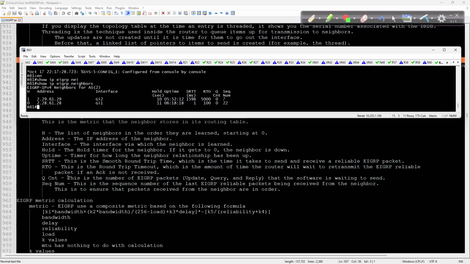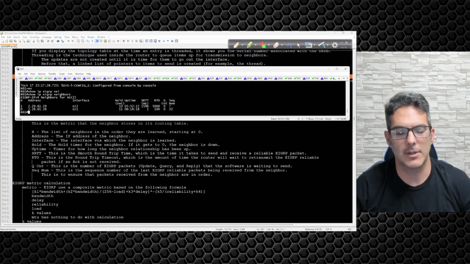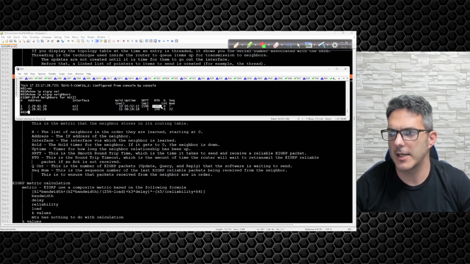The queue count is the number of EIGRP packets, update, query, and reply, that the software is waiting to send. If you see a queue count, this is a bad sign. It indicates that there are packets waiting in the queue to be sent. I had a scenario not too long ago where I noticed the RTO was very, very high and my queue count was growing. I'm like, well, that's not right.